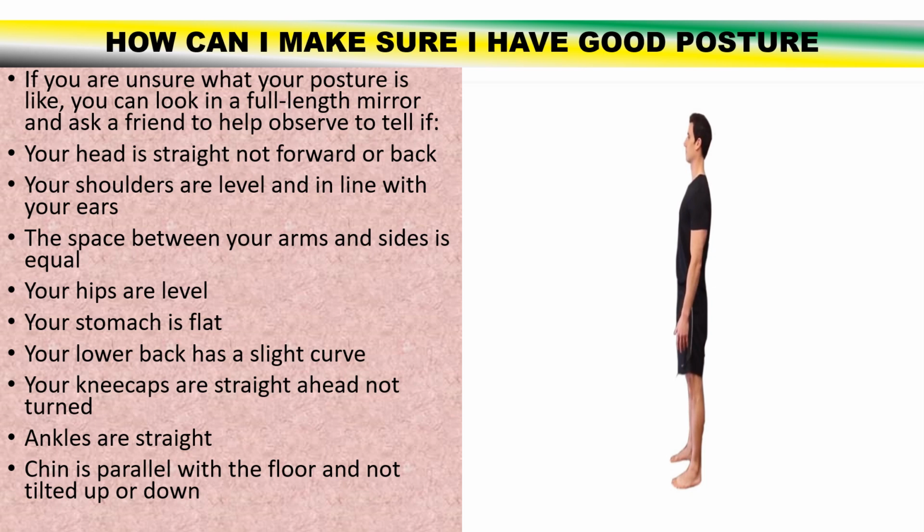Your lower back has a slight curve. It must be slightly curved. Your kneecaps are straight, not turned. Knees are not turned, right? Ankles are straight. Our ankles must be straight while seeing in the mirror. Your chin is parallel with the floor, not tilted up or down. We must see the chin is right. So these are the things that help you identify what type of posture we have.